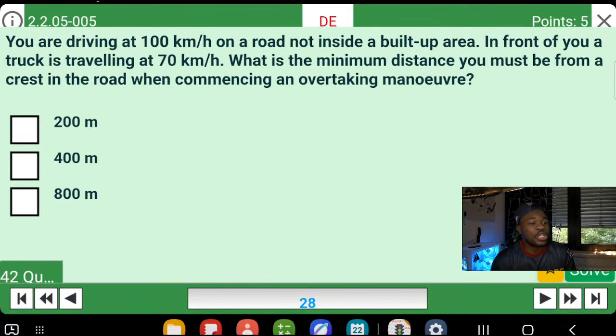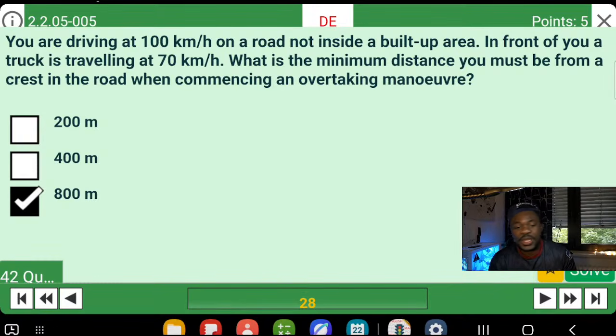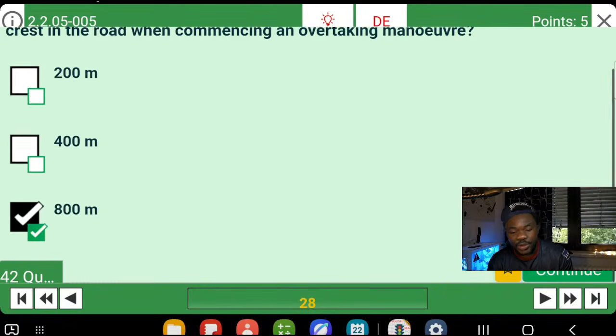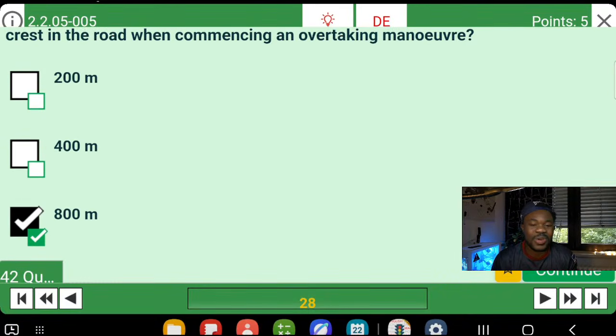You're driving at 100 kilometers per hour on a road not inside the built-up area. In front of you, a truck is traveling at 70 kilometers per hour. What is the minimum distance you must be from a crest in the road when commencing an overtaking maneuver? 800. Questions like these are very easy, because it's very difficult to see other questions that are competing with it. So whenever you see it, it's easy to recognize the answer.